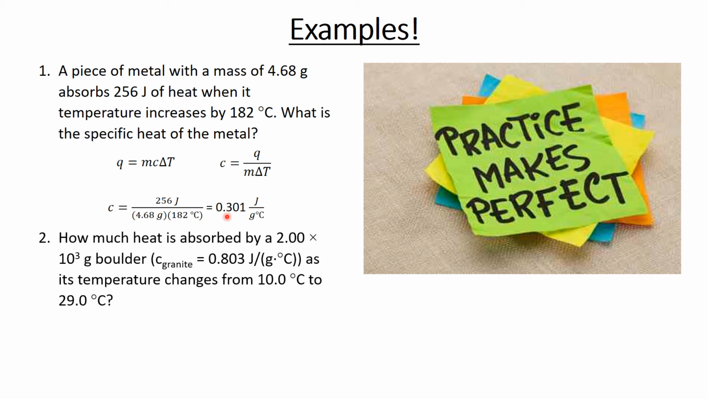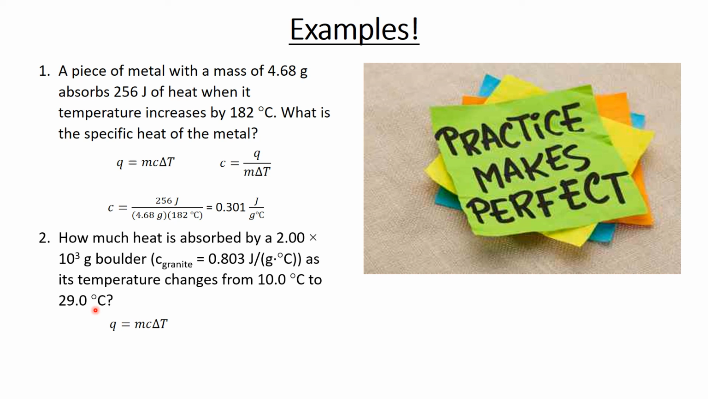This next question. So you have a boulder, a granite boulder. The specific heat of the granite boulder is higher than the specific heat of the metal in the previous problem. That's 0.803 joules per gram per degree Celsius. The mass of the boulder is 2.00 times 10 to the third grams, and its temperature is changing from 10 degrees Celsius to 29 degrees Celsius.